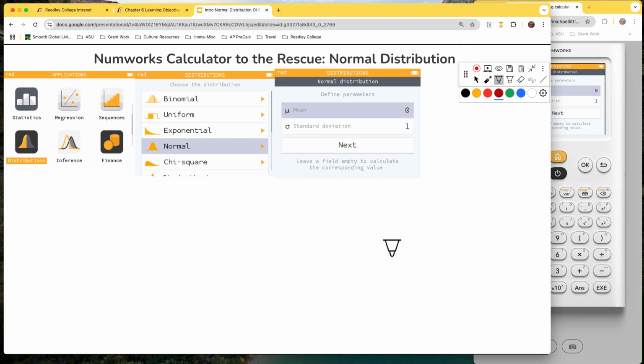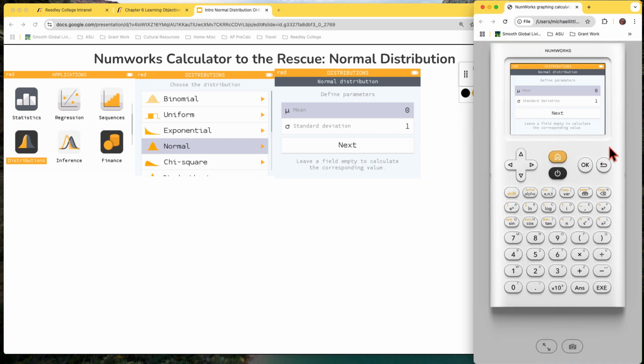And as you see, we get to the next stage. And this is where for this lesson, we're going to keep everything with a mean of 0 and a standard deviation of 1. So we're working with the standard normal curve. Starting tomorrow, we're going to do the same thing, but we can put in a different mean and a different standard deviation, and we still have the same tool. Okay, so we leave it at 0, we leave it at 1, and then we go to next. And this is what we see.